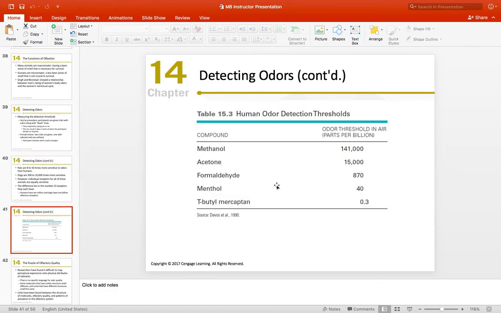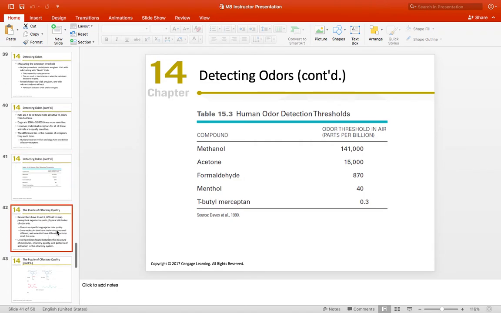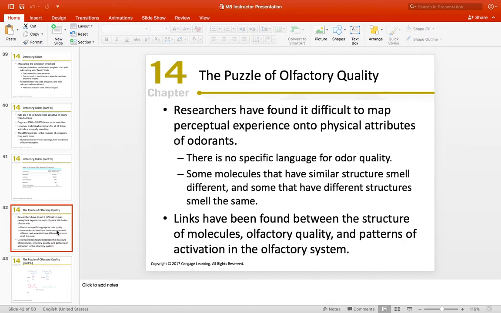So you can see here some of the odor detection thresholds, just to give you an idea. Our system is pretty sensitive, which is useful for identifying potentially, like formaldehyde. That's potentially nasty stuff right there. But certainly the canine is far better at it. It evolved a much better olfactory system.